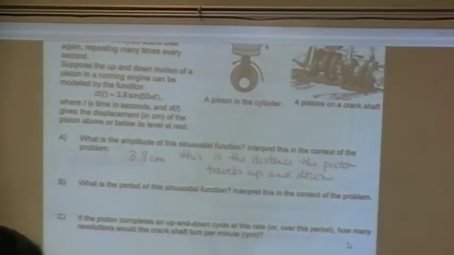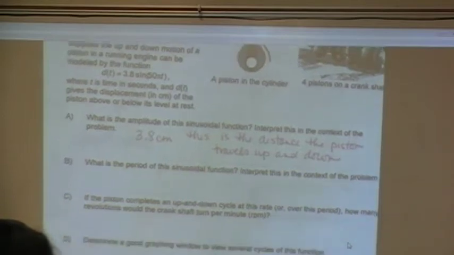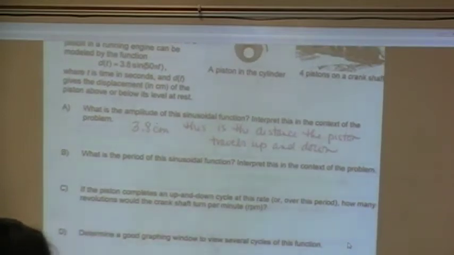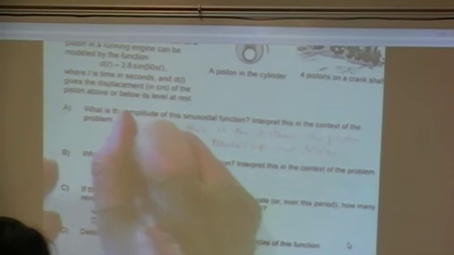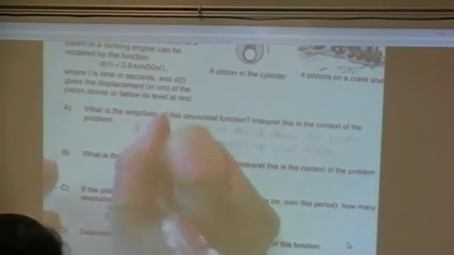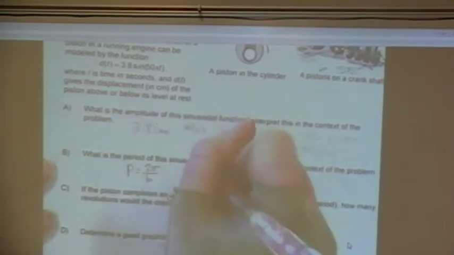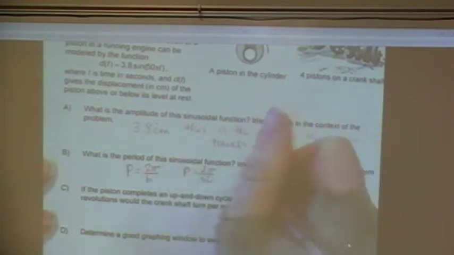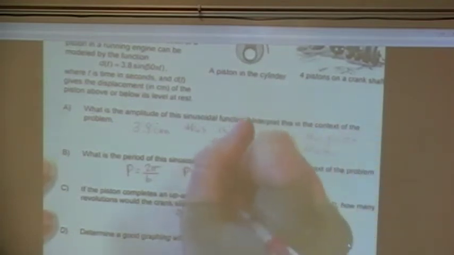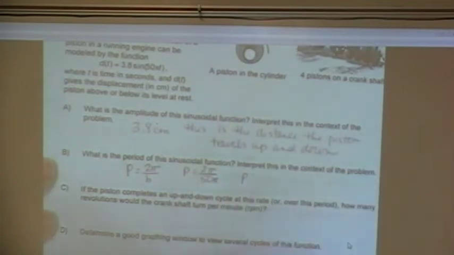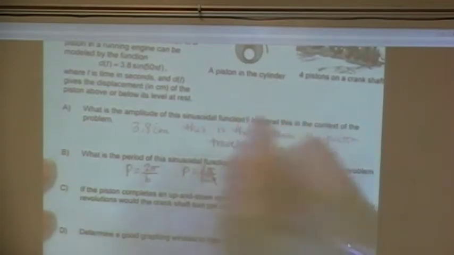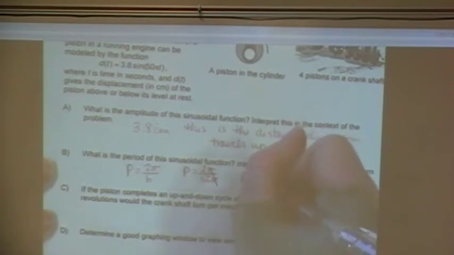Okay, so now, what is the period of this sinusoidal function? Well, they gave me the function, so I'm going to use my formula, P equals 2 pi divided by B, to find my period, because now I have a B value. The B value is 50 pi, so I can simplify, pi's cancel, and that simplifies to 1/25.